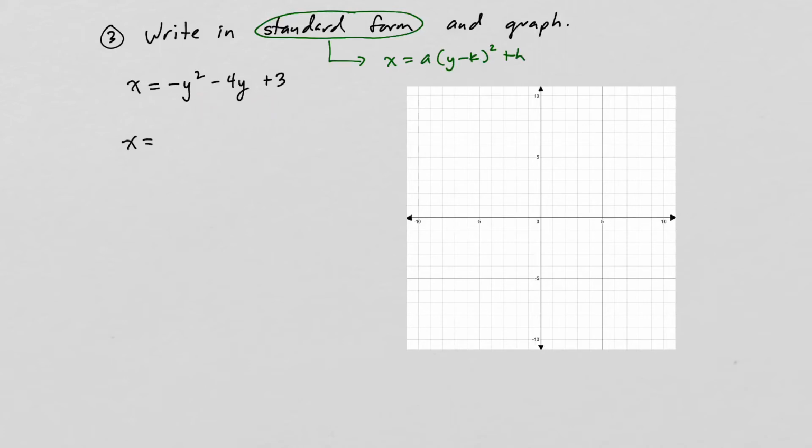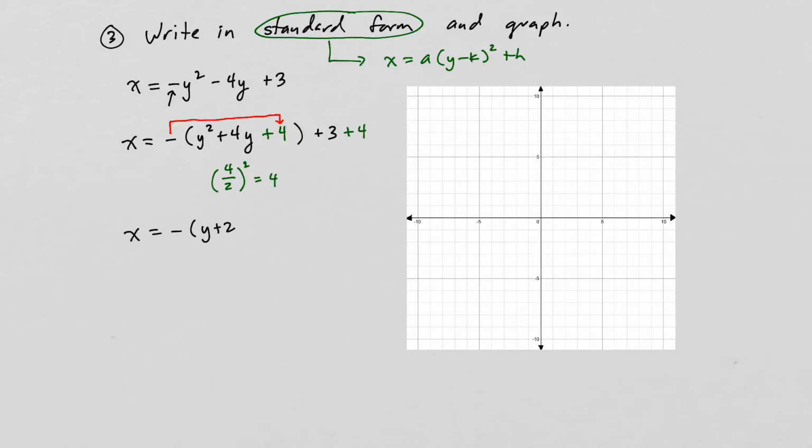We have x equals, first of all, we're going to factor a negative out. That gives us y squared plus 4y, leave a space, put the plus 3 on the outside. We're going to take the middle number, which is 4, divide it by 2, and square it. This is 4, so we're going to add 4 here. And we are going to add 4 out here because this negative really makes this 4 a negative 4. So we have to add 4 to cancel that. That's the tricky part. So this is x equals negative quantity y plus 2 squared plus 7.